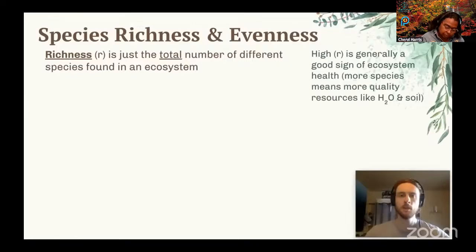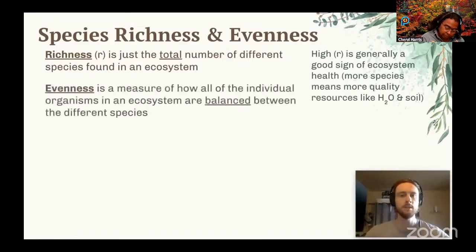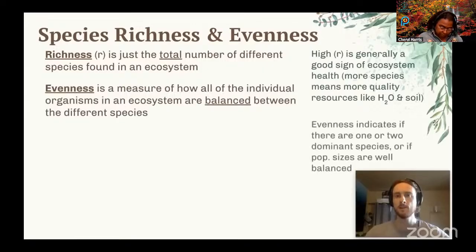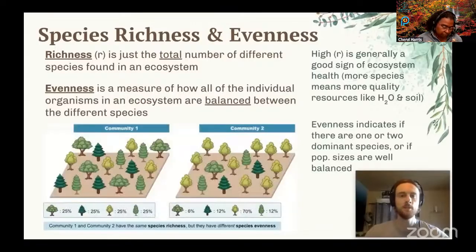We also want to look at the species evenness. Evenness is a measure of how well all the individuals are distributed between the different species present. So evenness can help us understand, is there a balance between the population sizes of all of the different species, or are there a few dominant species in a given ecosystem? We have two communities here, community 1 and community 2, and they're both going to have the same species richness, which is 4. There are 4 different tree species present in each ecosystem.